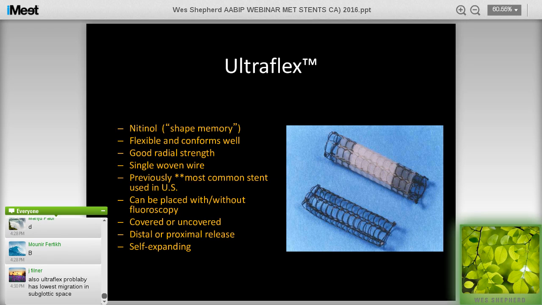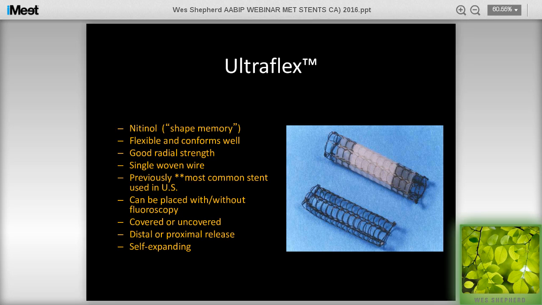Just a word again on the Ultraflex stent specifically. It's nitinol, as is the Aero stent, except it's woven wires. It has overall fairly good radial strength, and as I mentioned previously, was the most commonly used stent in the United States. It's covered or uncovered, and those also come in distal or proximal release.